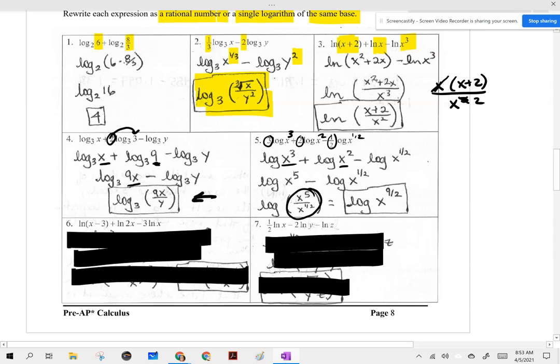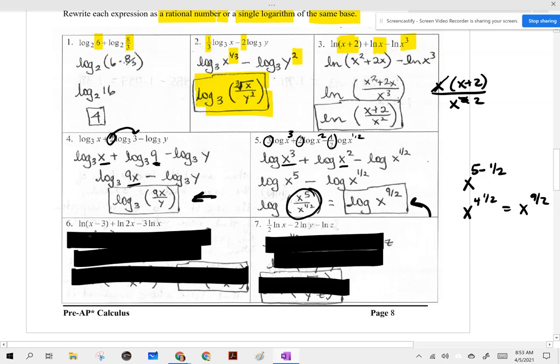Remember the properties. When the bases are the same and you're dividing, you subtract. So 5 minus 1/2, right? So that's going to be x to the 4.5, and then that's going to be x to the 9 over 2. Okay, so that's where they got that.